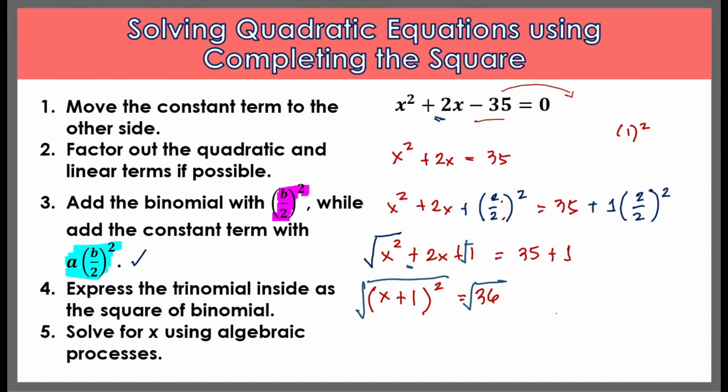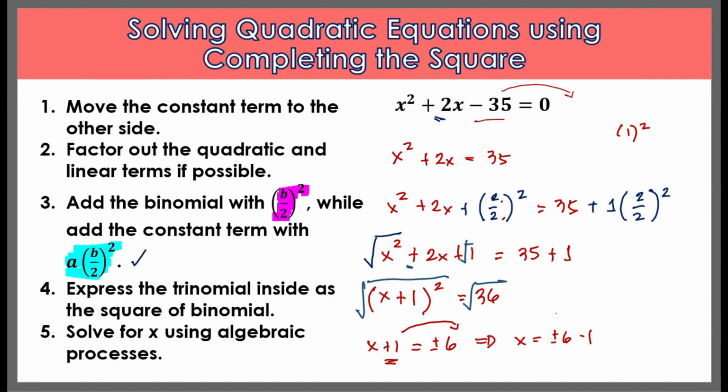So, pag in-square root natin ito, we will have x plus 1, which is equal to the square root of 36. And ang square root ng 36 is positive and negative 6. As always, since quadratic equation tayo, we will consider both the positive and the negative square roots. And then we will have x which is equal to positive and negative 6 minus 1. So itong si plus 1, ililipat, transpose sa kabila.